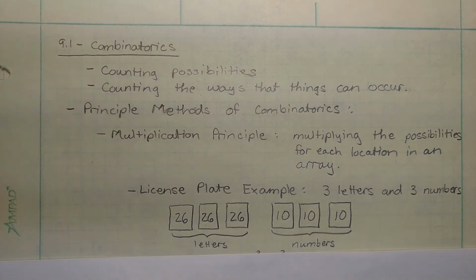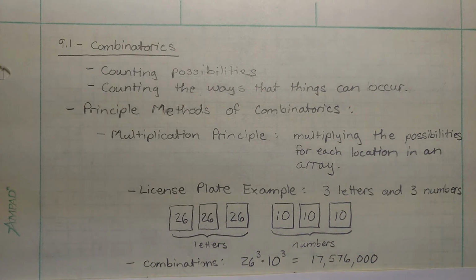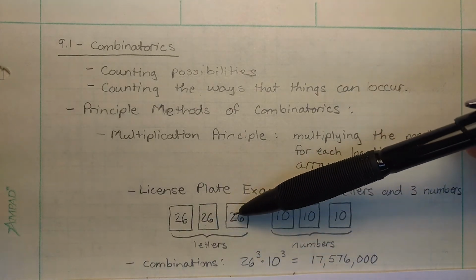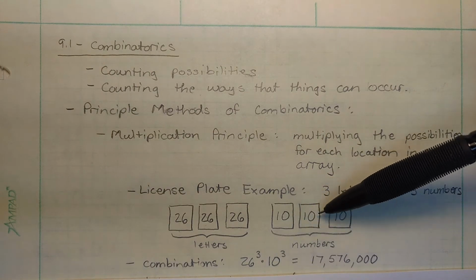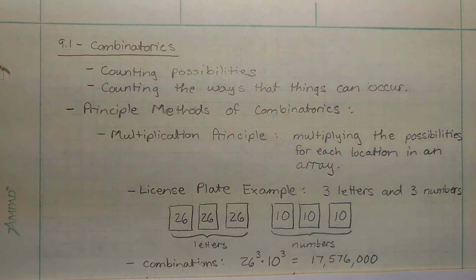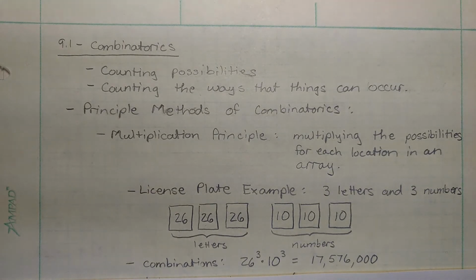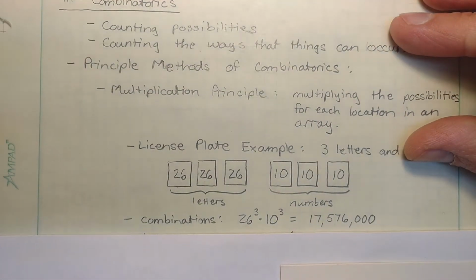Those are our letters. Those are our numbers. And so the number of possible license plates we could have, we know it's going to be 26 to the third, or 26 times 26 times 26, times 10 to the third. And when we do the multiplication there, we get 17,576,000 different possible combinations of license plates. So quite a few different license plates.